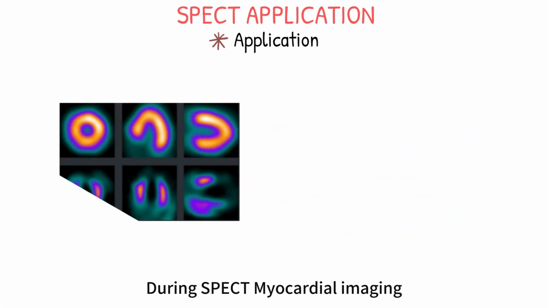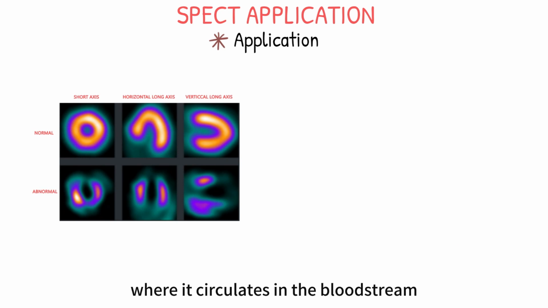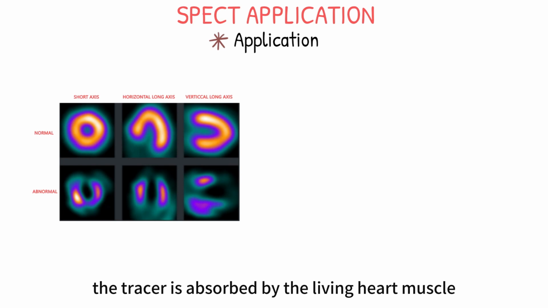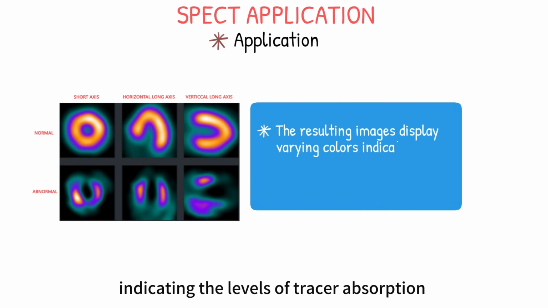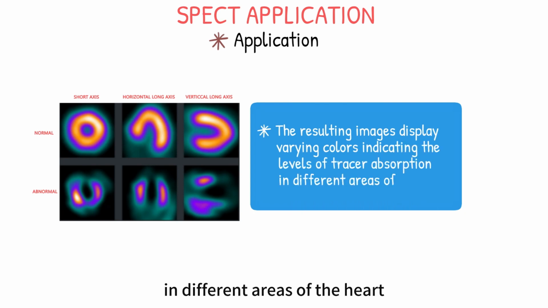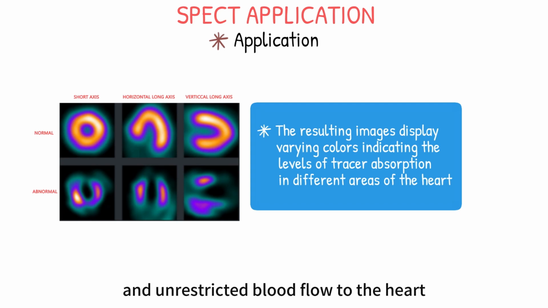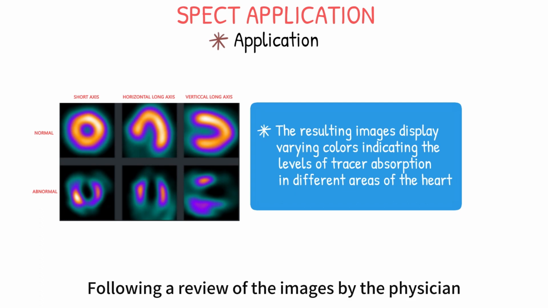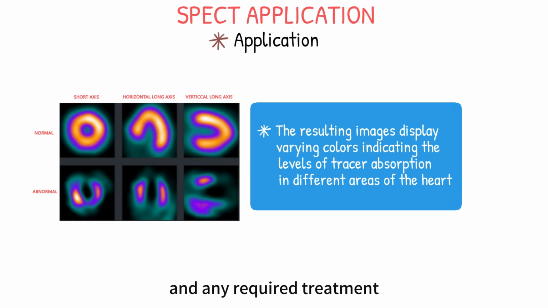effectiveness. During SPECT myocardial imaging, the tracer is administered intravenously, where it circulates in the bloodstream. As blood flows through the body, the tracer is absorbed by the living heart muscle. The resulting images display varying colors indicating the levels of tracer absorption in different areas of the heart. A normal test outcome signifies adequate and unrestricted blood flow to the heart, whereas an abnormal result indicates insufficient blood flow. Following a review of the images by the physician, a consultation will be scheduled to discuss the results and any required treatment.